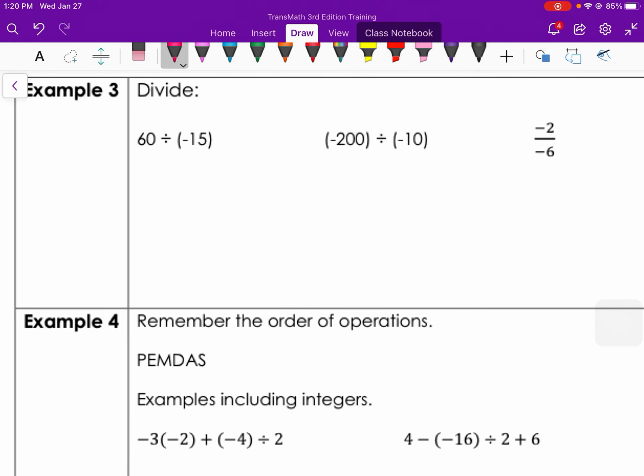Let's try a couple more. 60 divided by -15. Positive divided by a negative, my answer will be negative. 15 goes into 60 4 times, so -4. Negative divided by negative is a positive answer. Our answer will be positive. 10 goes into 220 times.